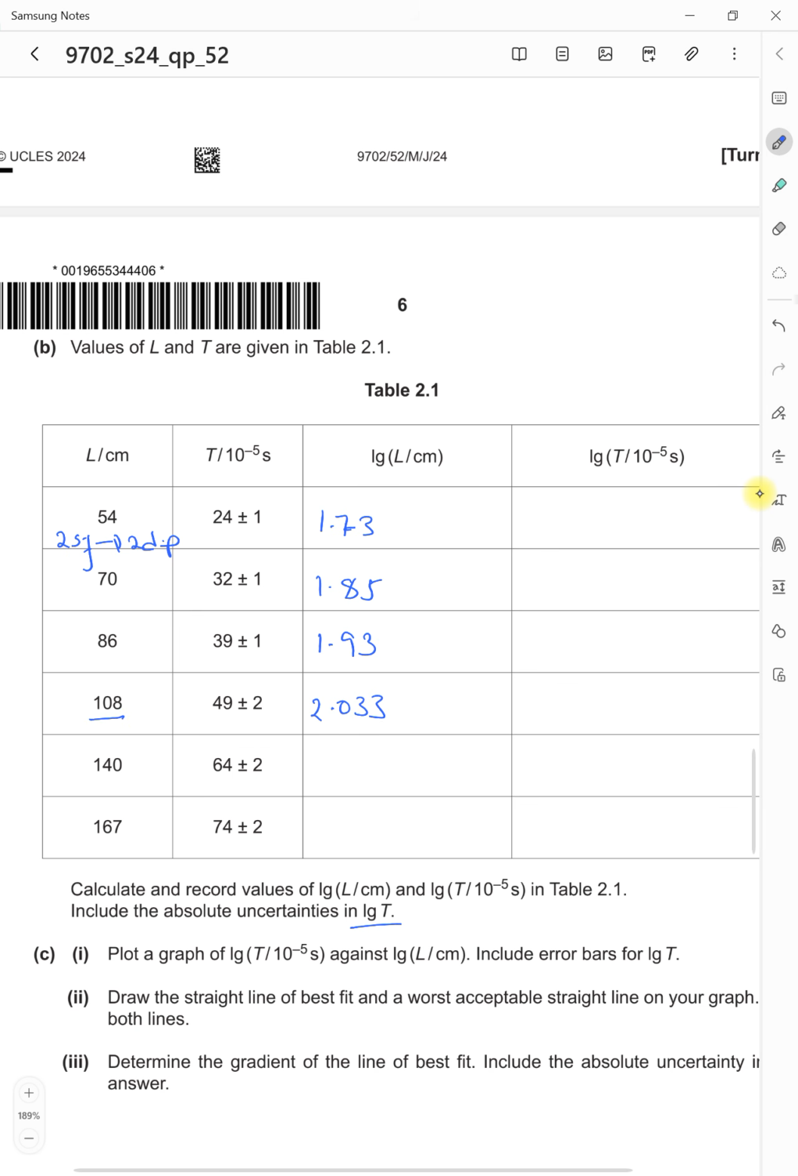Remember, here we have 3 significant figures, so this becomes 3 decimal places. That is according to the rule. The number of significant figures becomes the number of decimal places when you find a logarithm.